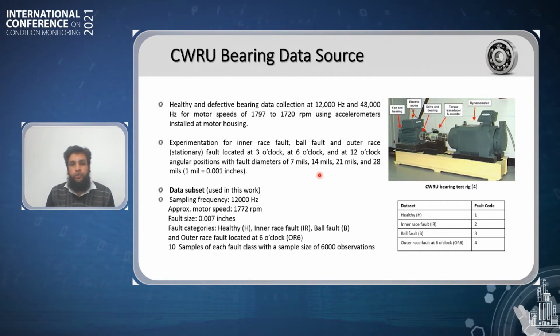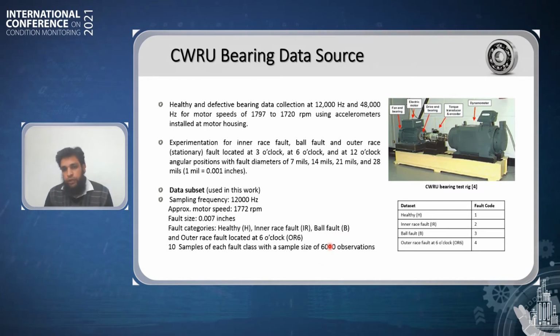The data subset used in this particular work has a sample frequency of 12,000 Hz, approximate motor speed of 1772 rpm, fault size of 0.007 inches. 4 fault categories are considered, which are healthy, inner race fault, ball fault, and outer race fault, particularly located at 6 o'clock location. 10 samples from each fault class are considered with a sample size of 6,000 observations each. Further, these 4 fault classes are assigned with numeric fault code of 1, 2, 3 and 4 respectively.